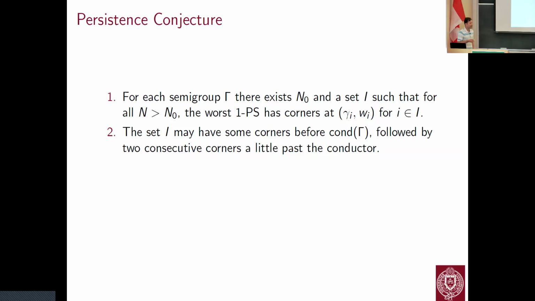Now, in mathematics, a lot of times when some property is the same for all sufficiently large degrees, we might often call that property stable, or say that something stabilizes. But that word already means something in GIT, so we had to call it something else. And so we're calling it the persistence conjecture. And like I said, it's really about the set of corners that you see in the weights of the worst one parameter subgroup.